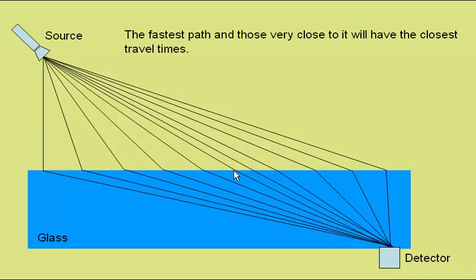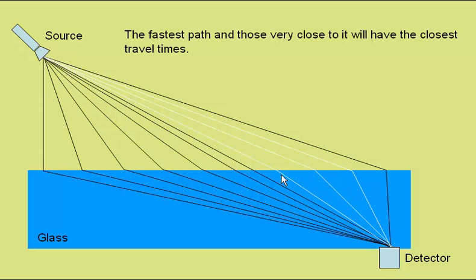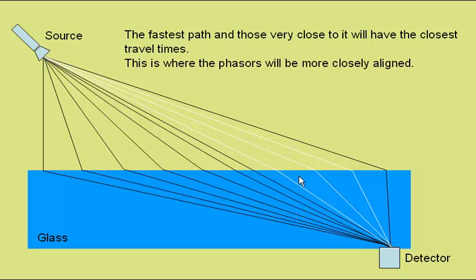The fastest paths, and those very close to it, will have the closest travel times. That would be these three paths and those in between. This is where the phasors will be more closely aligned. I'm now going to plot the direction of the phasors for those 11 possible routes.